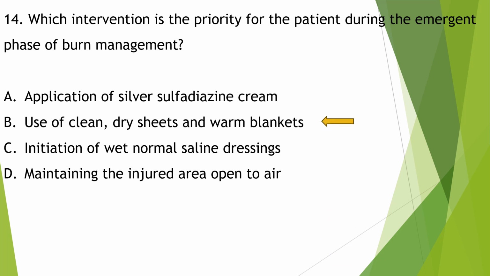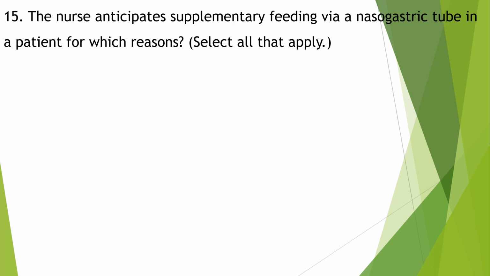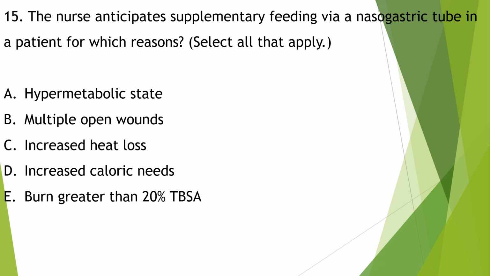So here the priority in the emergent phase of burn management is use of clean dry sheets and warm blankets to prevent hypothermia. The nurse anticipates supplementary feeding via a nasogastric tube in a patient for which reasons? Hypermetabolic state, multiple open wounds, increased heat loss, increased caloric needs, burn greater than 20% total body surface area.